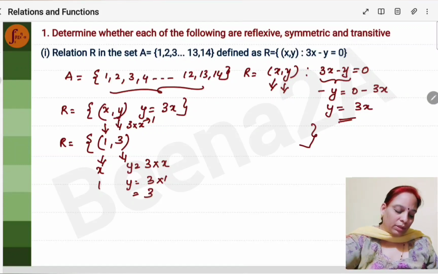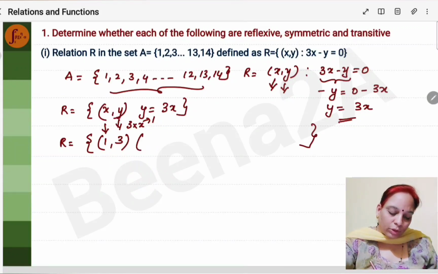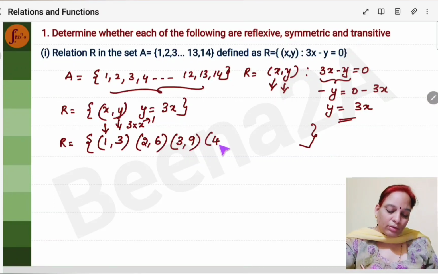So 1 comma 3. Next, I'll take x as 2. If x is 2, then y is 3 times x, that is 6. Next I'll take x as 3. So y will be 3 times 3, which is 9. Similarly 4: 3 times 4 is 12. Now I'll take the fifth element, 5. 3 times 5 is 15.